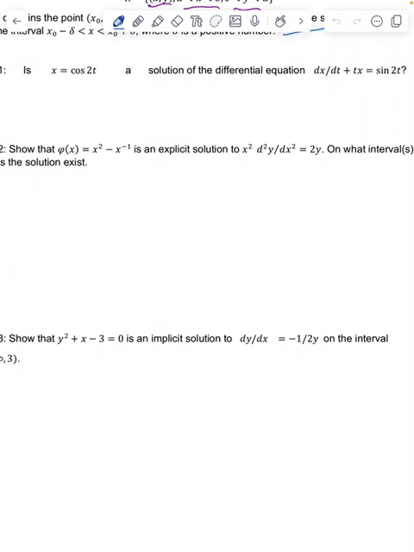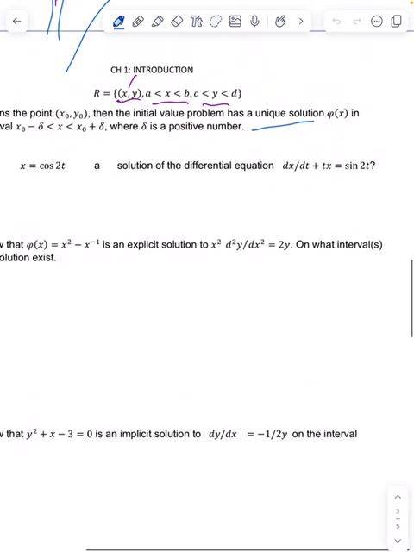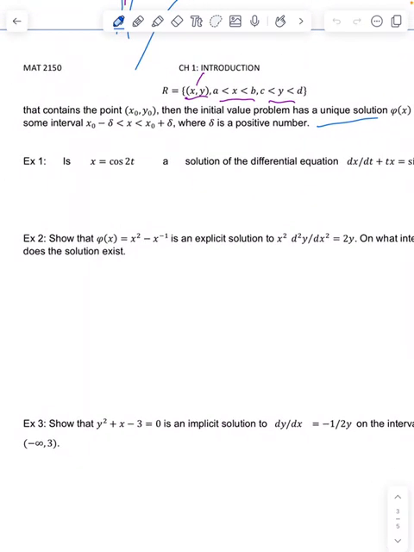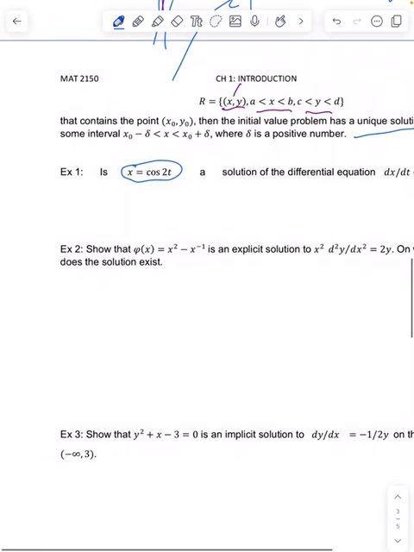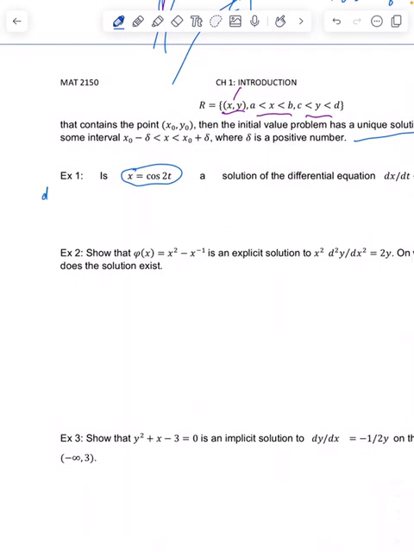Okay, continuing with section 1.2, we are now going to look at examples. So the first example here is: is the function x is equal to cosine 2t a solution to the differential equation which is given over here? So let me rewrite the equation.